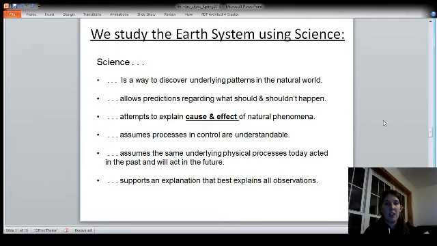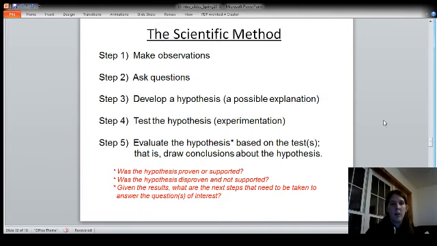And science also supports an explanation that best explains all observations. And when we say this, we mean that our current understanding is only based on the observations we're able to make. We may make observations in the future that would change our explanation because now we have a new best fit based on updated observations that could change an understanding.